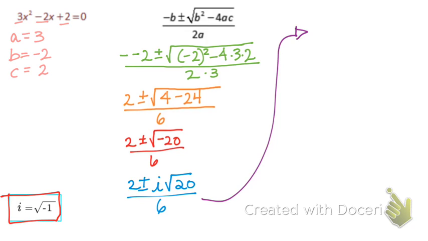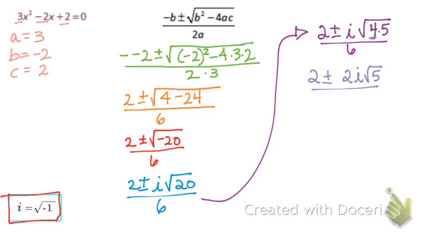I know that 20 is the same as 4 times 5, and I can take the square root of 4. So think of that as the square root of 4 times 5. I can't take the square root of 5, it's going to give me a decimal, but the square root of 4 is 2. So this is 2 plus or minus 2i square root of 5, all over 6. The square root of 4 is 2, and then leave that 5 in there.